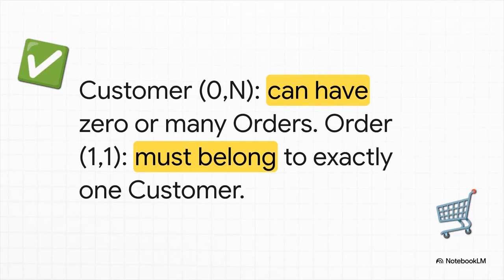Okay, now we put the minimum and maximum rules together. For the relationship between our customer and our order, we actually define 2 rules. From the customer's side, they can have a minimum of 0 orders, maybe they just signed up, and a maximum of many. So we write that as 0, n. But from the order's side, an order must belong to one customer, and it can only belong to one customer, so we write that as 1, 1. This little rule is what makes sure we never have an orphan order that belongs to nobody. It's a critical piece of the design.